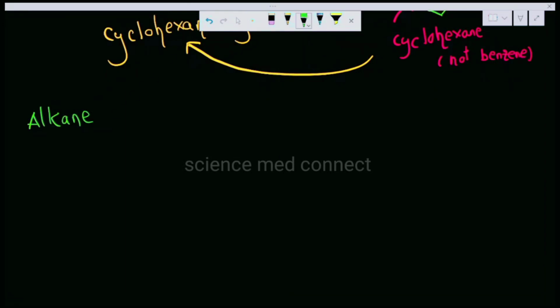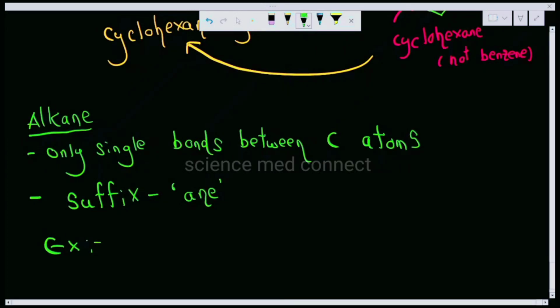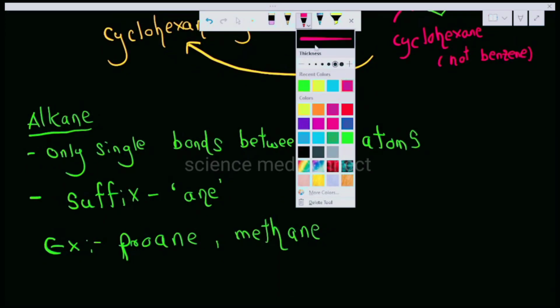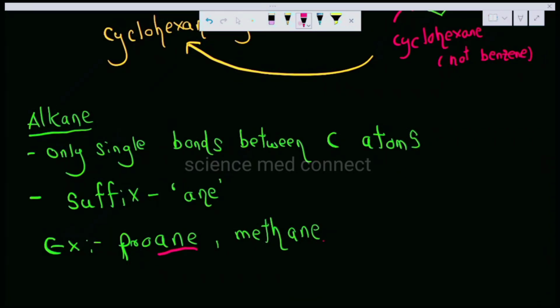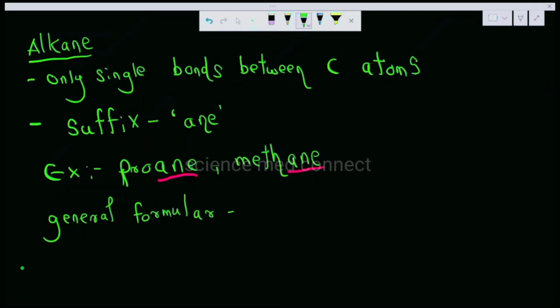Now let's talk about alkanes. What are alkanes? Alkanes are hydrocarbons that contain only single bonds between carbon atoms. We use the "ane" suffix for naming alkanes. For example, propane, we use "ane" at the end, and methane, you can see we used the "ane" suffix at the end. If a molecule has an "ane" suffix at the end, we know that it is an alkane.